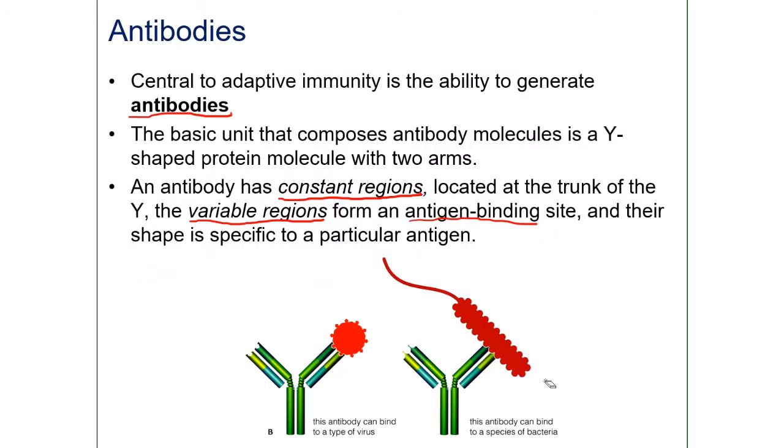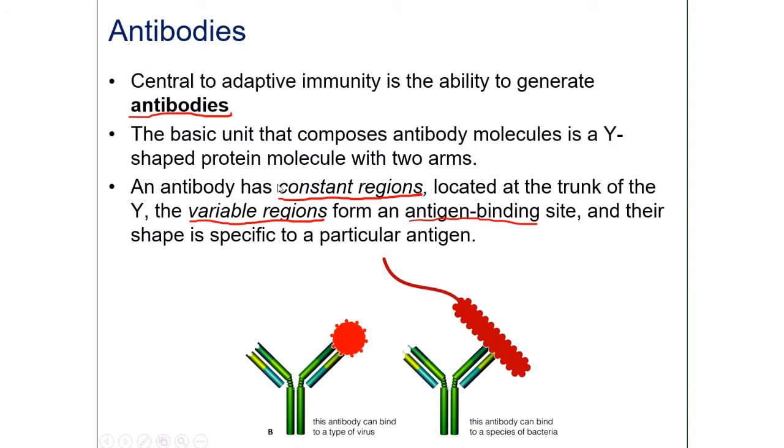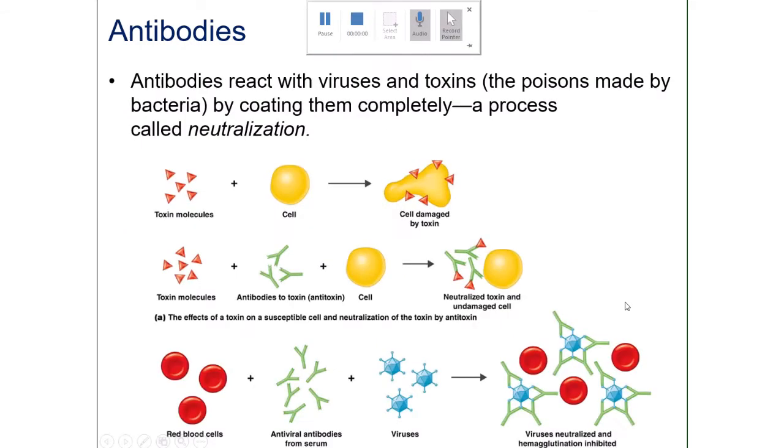However, you can make many different types of antibodies. You can make potentially billions of different types of antibodies for all the different types of infection that you are going to experience in your life. And that ability to create all these different types of antibodies is the characteristic we call diversity. Okay, so that's what antibodies are. Let's take a look at some of the ways that antibodies work to help with clearing the infection.